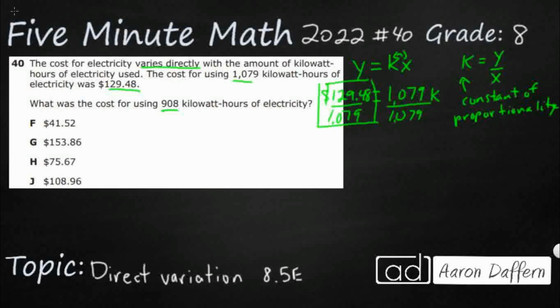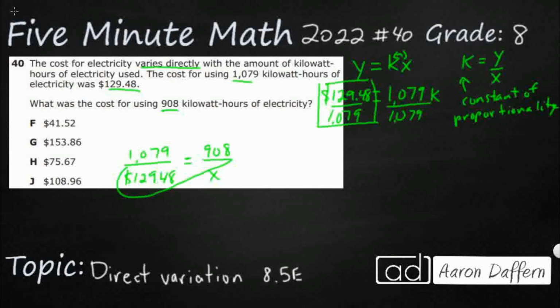Or sometimes you can also set this up, since it is direct variation, you can do it as a proportion. Either way would work. So let me show you what a proportion would look like. Right? So if I've got 1,079 kilowatt hours is going to cost $129.48. You can flip those if you want to, it doesn't matter, as long as you keep the like terms in the numerators and denominators. So I'm now looking for 908 kilowatt hours, and then x is my unknown.